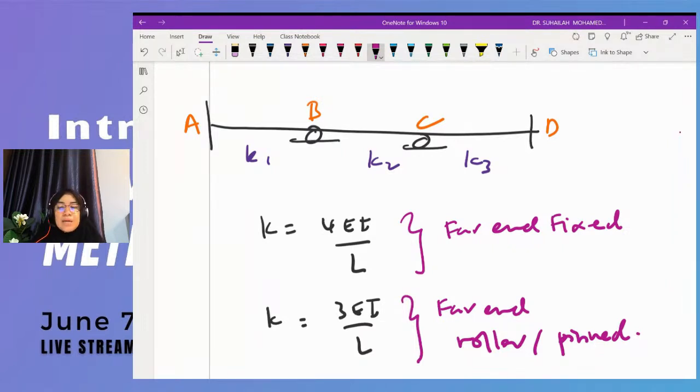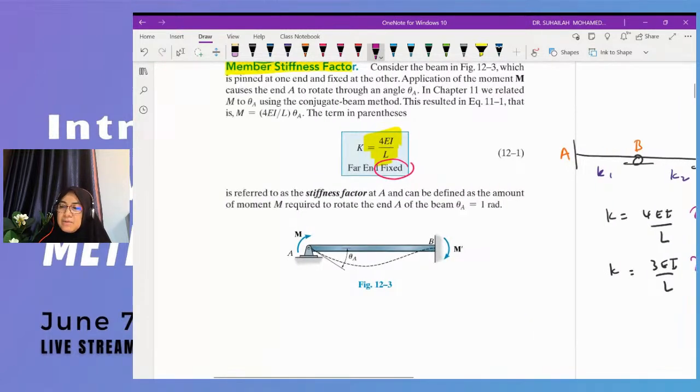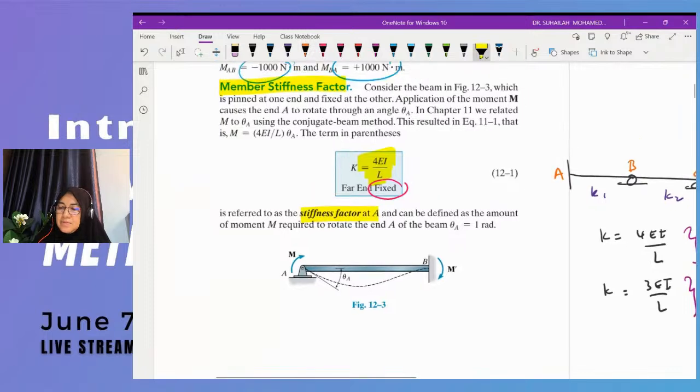Okay, looking at the formula to calculate stiffness, there is the modulus of elasticity E, I is the moment of inertia, which depends on the cross-sectional area, and L, the length of the member. This means the factors that can influence the stiffness are three: E, I, and L. So that is the stiffness factor.